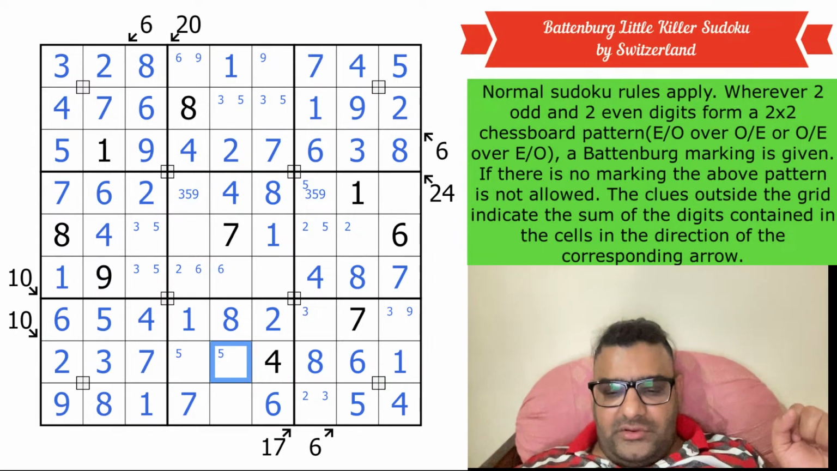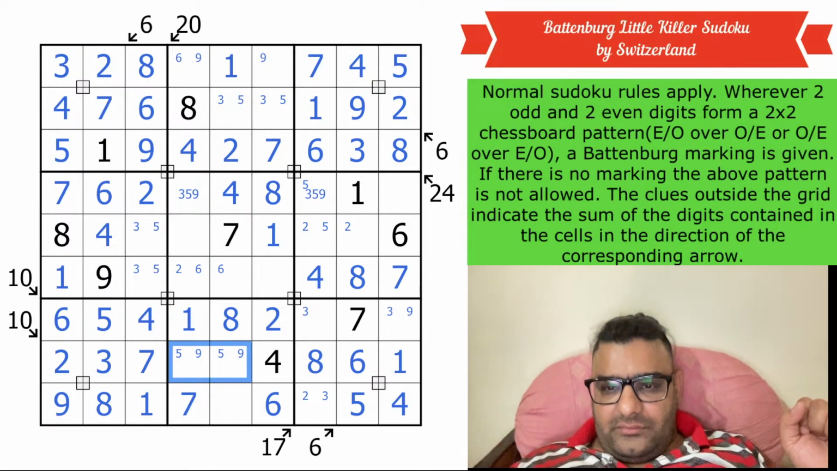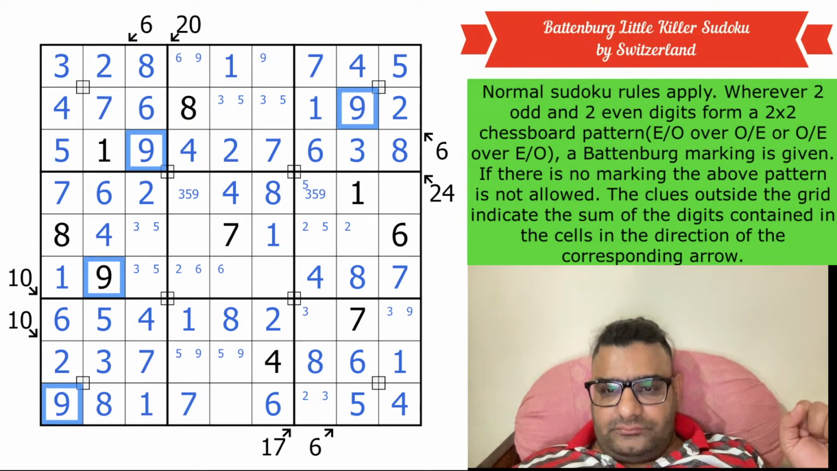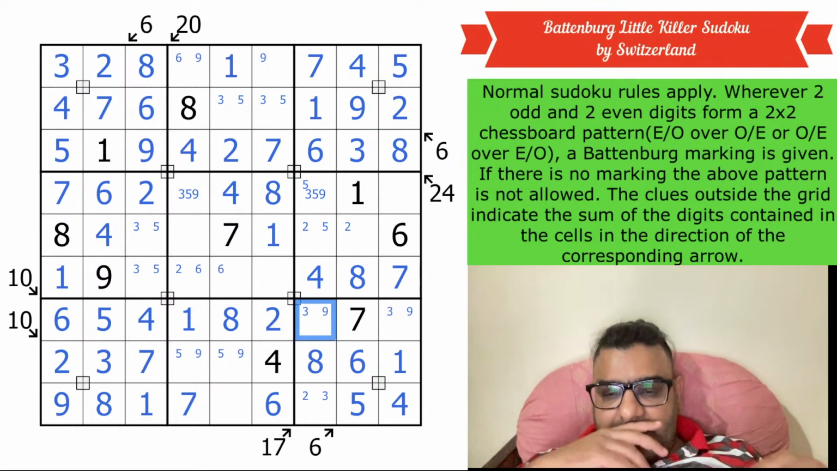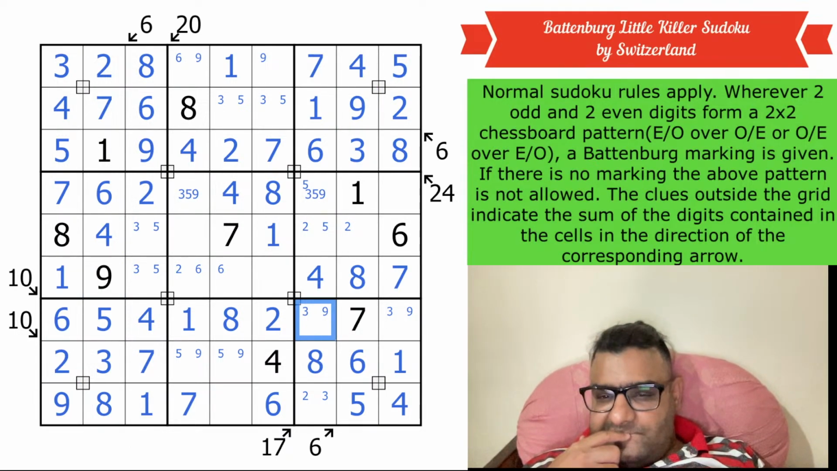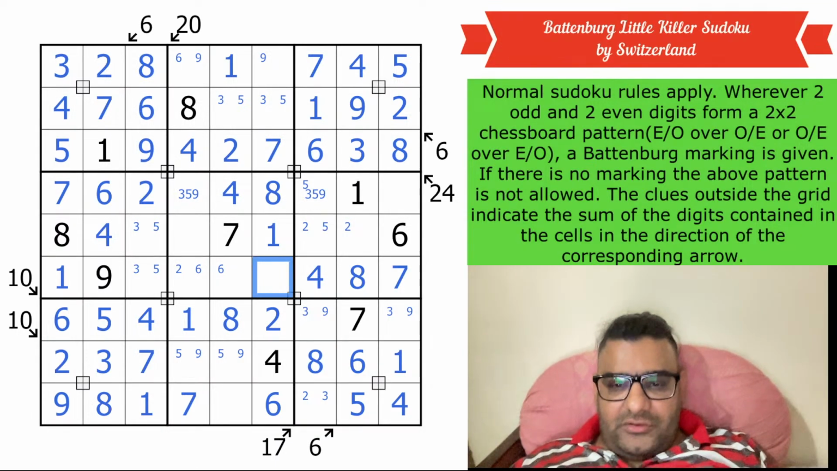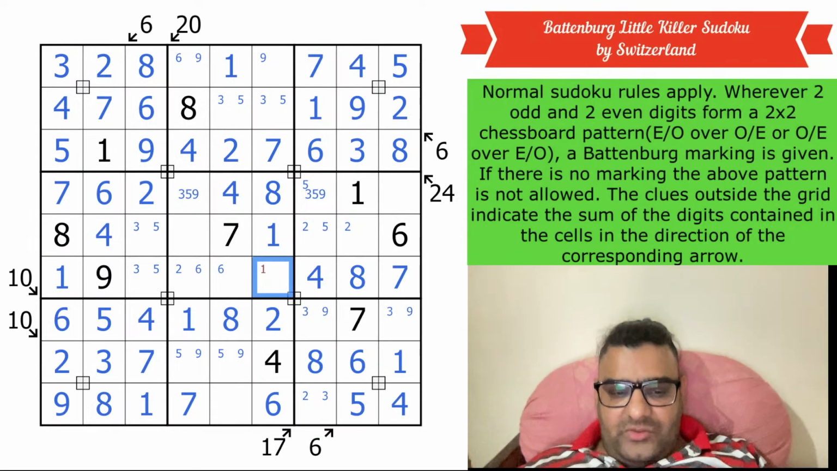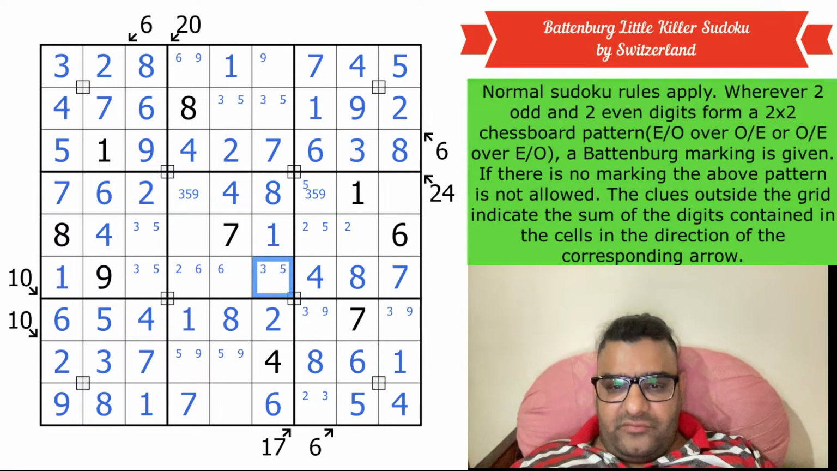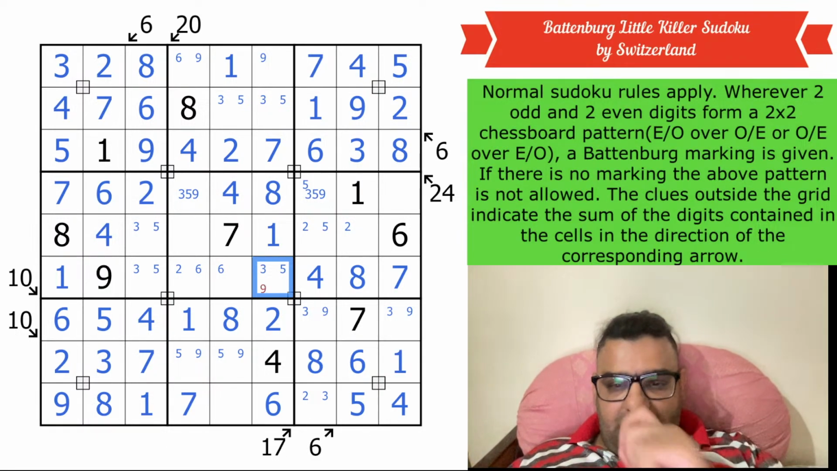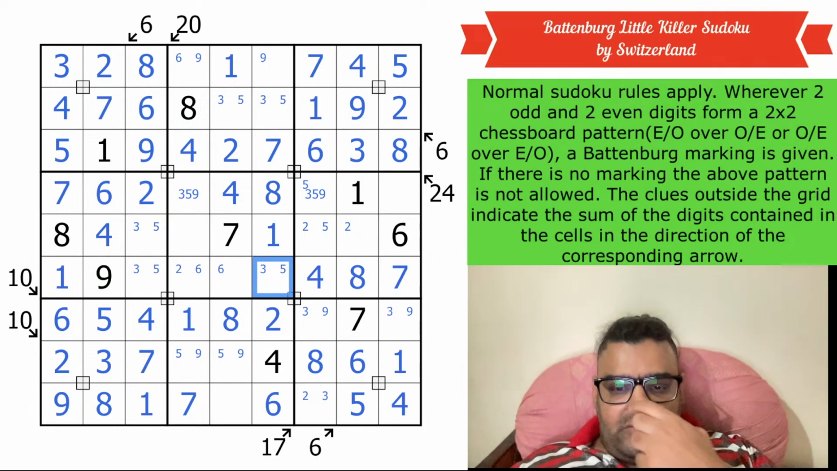So we know there is a 9 here. If I check 9 again, 9 can be here, 9 can be here. Okay, how many numbers can I put here? I cannot put a 1. Can I put a 3? Yes. Can I put a 5? Can I put a 7? No. Can I put a 9? No. So this is 3 or 5.